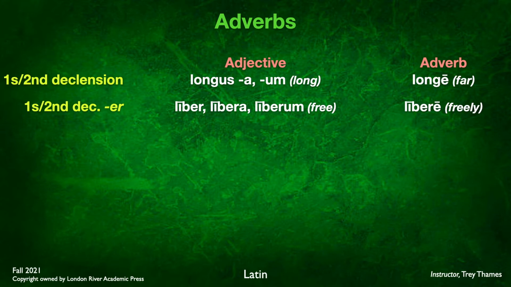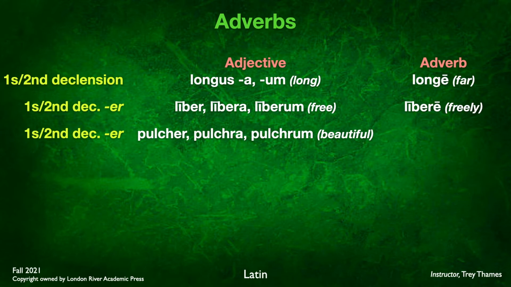Now, keep in mind, this is an interesting example because it is a first and second declension adjective that ends in ER. Make sure you compare that with this first or second declension adjective that ends in ER, pulcher, pulchra, pulchrum, meaning beautiful. If you remember, the feminine loses the E that you see in the masculine form. Pulcher becomes pulchra, and that's carried over into the neuter, pulchrum. So it's that stem, pulchr, P-U-L-C-H-R. To that, we're going to add the ending E, and so we end up with pulchre, meaning beautifully.